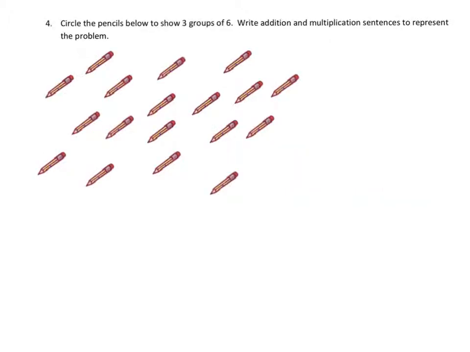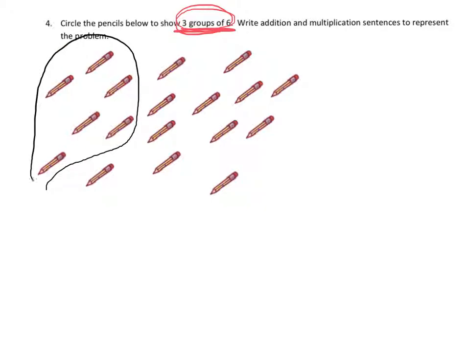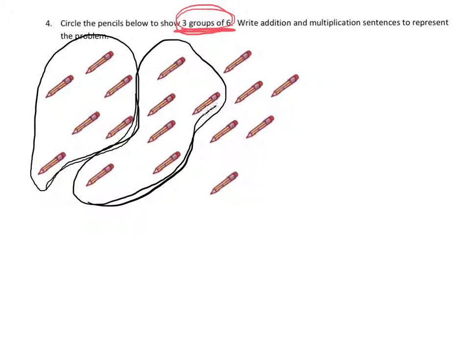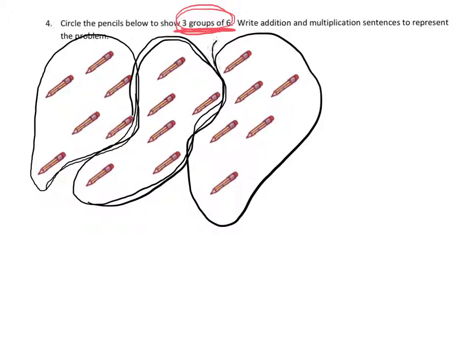And the last one in this video, it says circle the pencils below to show 3 groups of 6. All right. Now, in this problem, this is pretty straightforward. We're all going to agree, regardless of the country that we're from. So here is one group of 6. 1, 2, 3, 4, 5, 6. Here's another group of 6. And then lastly, here's our final group of 6.